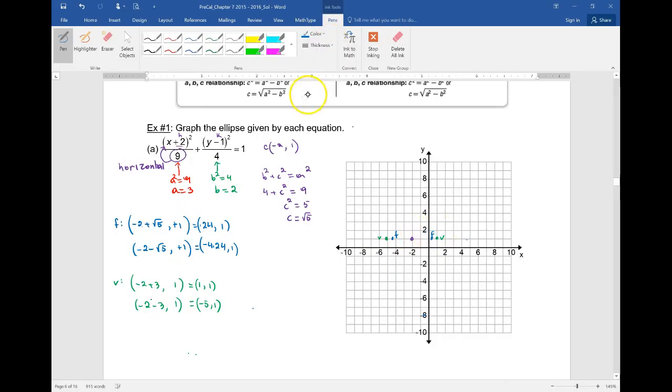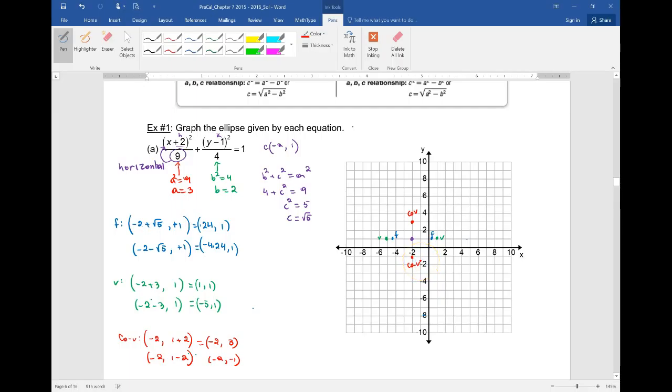Now for the covertex. Remember, whatever you did for focus and vertex, for the covertex you're going to do the opposite. So this time, you're going to add your B to the Y. For the covertex, it's going to be negative 2, comma, 1 plus 2, and negative 2, comma, 1 minus 2. So this is negative 2, comma 3, and negative 2, comma negative 1. Those are my covertices.